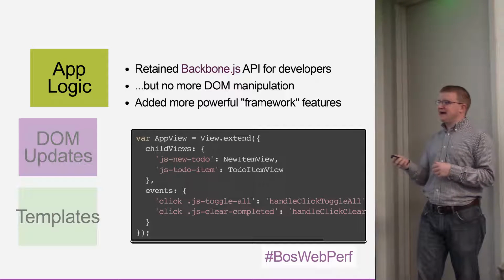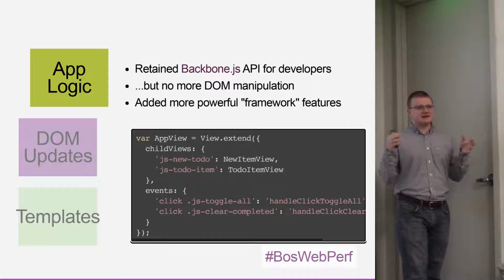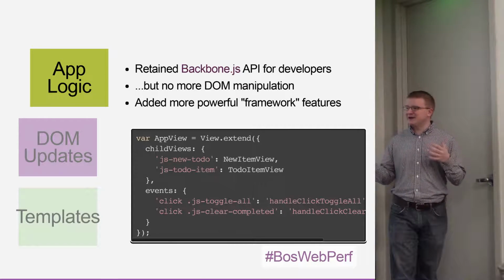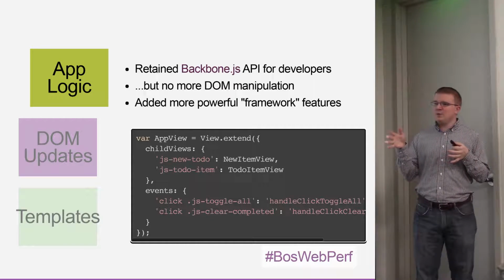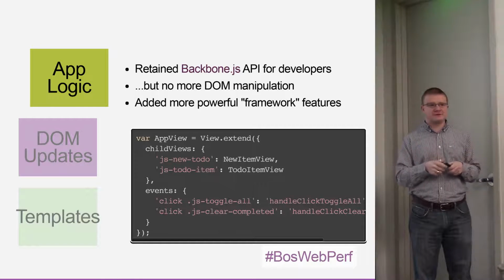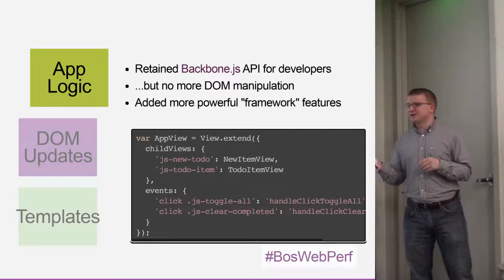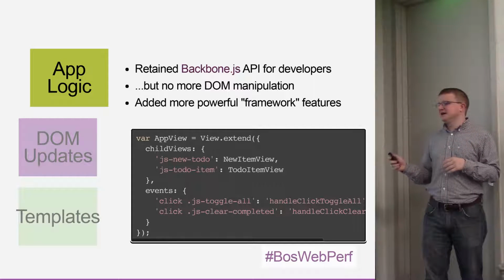We also added a lot more powerful framework features, those features that were missing in Backbone that we found developers were implementing themselves with their own ad hoc abstractions. We implemented them for Tungsten overall, and we tried to make it as easy as possible. We looked at what abstractions were currently being used across Storefront, across our engineering teams, and tried to implement those in Tungsten. So one was child views, how we do nested views.